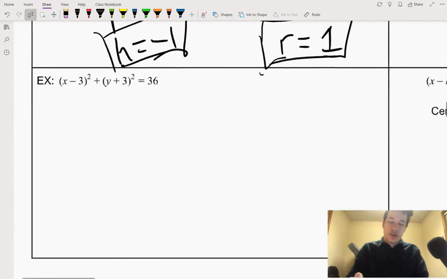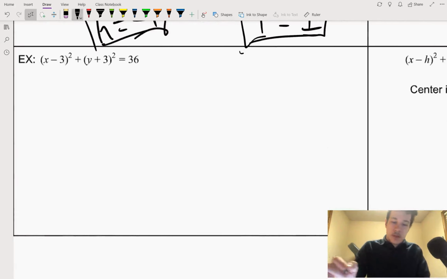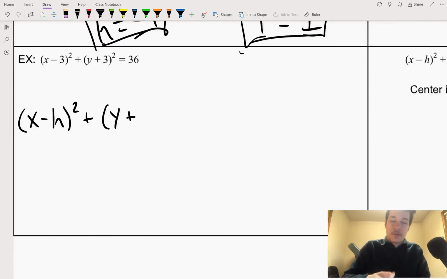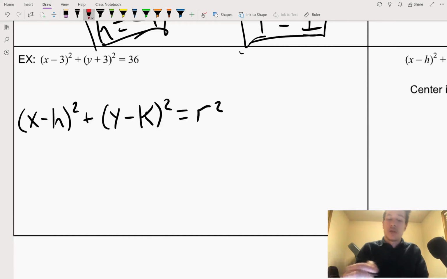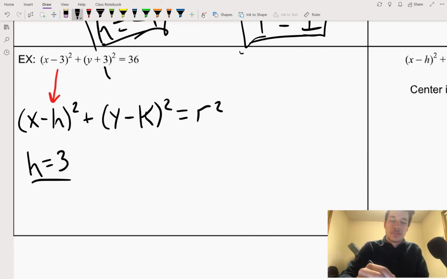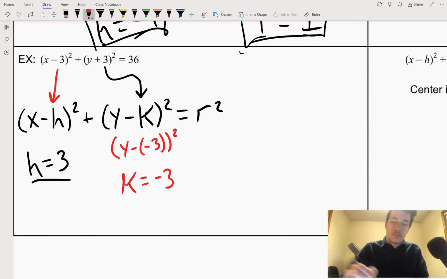Let's see. Okay, first of all, I can see some direct similarities. It's always helpful to have some scratch paper when you're doing these problems. I find that just writing out the standard form for a circle is super important because you can make direct links. In this case, x minus 3 squared, h has to be 3. Y plus 3 squared, remember that that's the same as y minus negative 3 squared. So k is equal to negative 3.